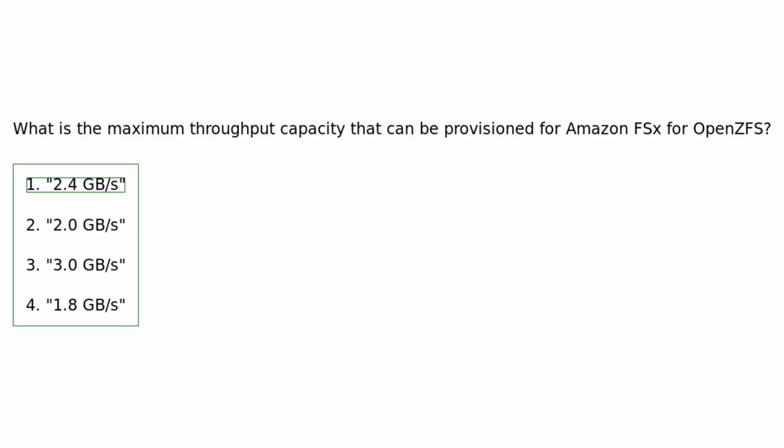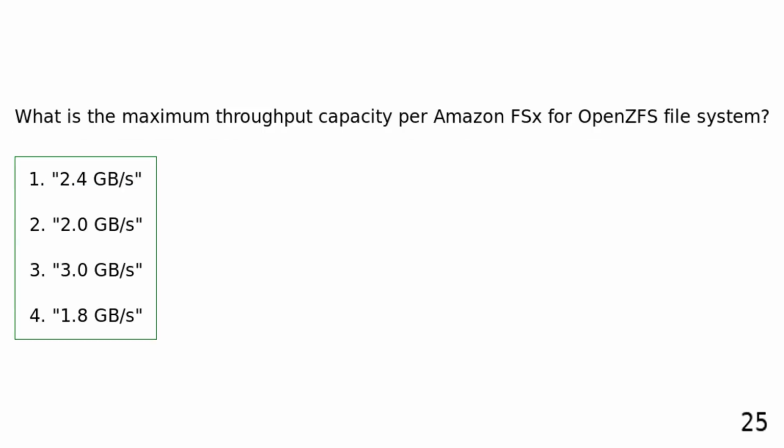What is the maximum throughput capacity per Amazon FSx for OpenZFS file system? 2.4 gigabytes per second. 2.0 gigabytes per second. 3.0 gigabytes per second. 1.8 gigabytes per second. Amazon FSx for OpenZFS supports a maximum throughput capacity of 2.4 gigabytes per second per file system.